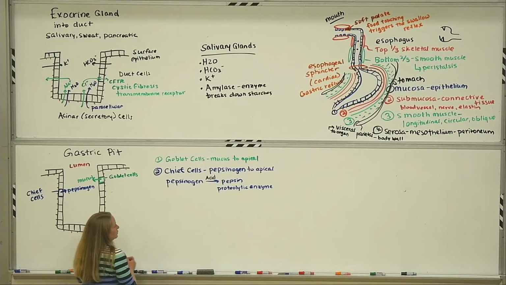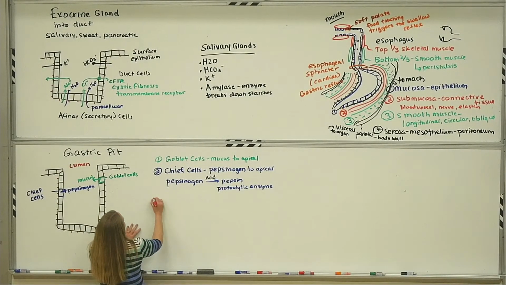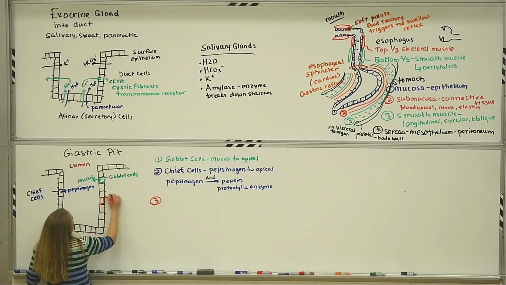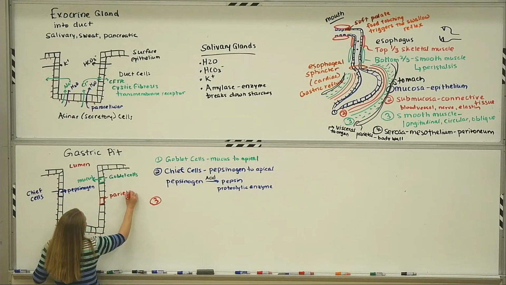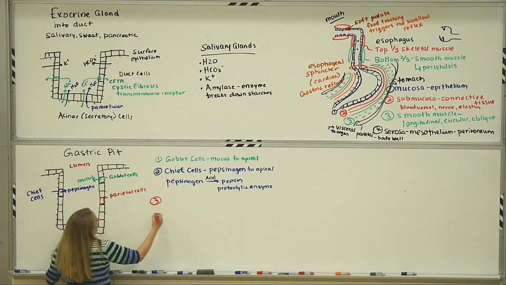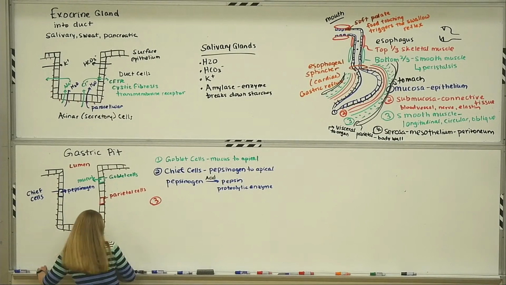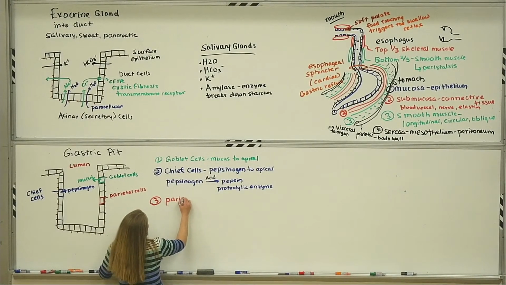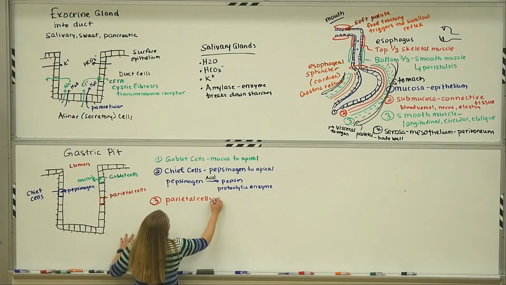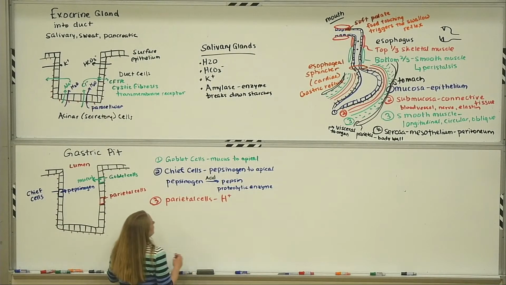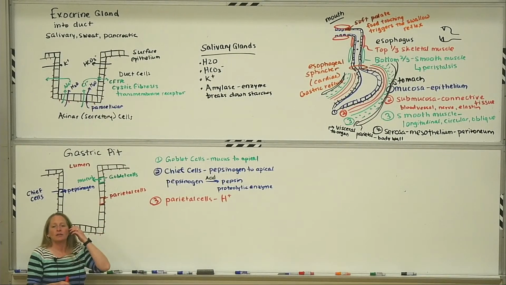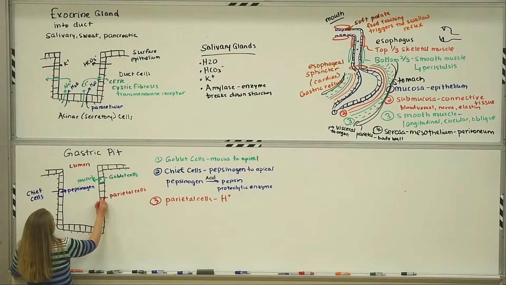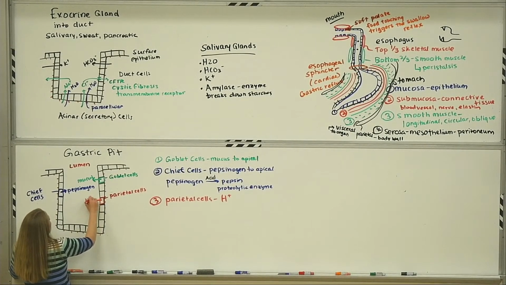Green, blue, I guess we do red, red for parietal cells. So these parietal cells are the ones that are responsible for hydrogen ions. Now, those hydrogen ions are going to cause a low pH. That, again, is something we need in the lumen. So this is going across the apical side.